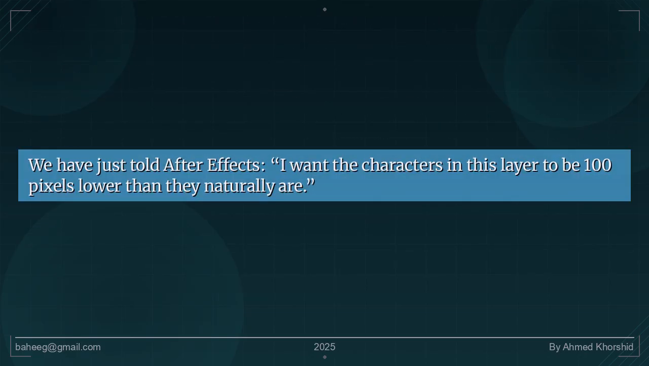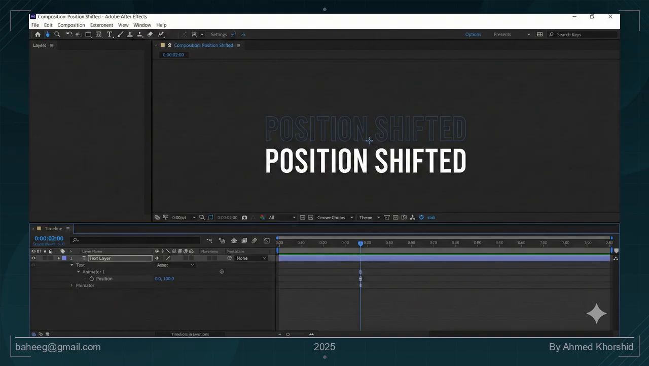We have just told After Effects, I want the characters in this layer to be 100 pixels lower than they naturally are. Figure, UI screenshot showing the timeline with Animator 1 expanded. The position value is set to 0, 100. In the composition window, the text is shown shifted down from its original anchor point, indicated by a ghosted outline of where the text used to be.